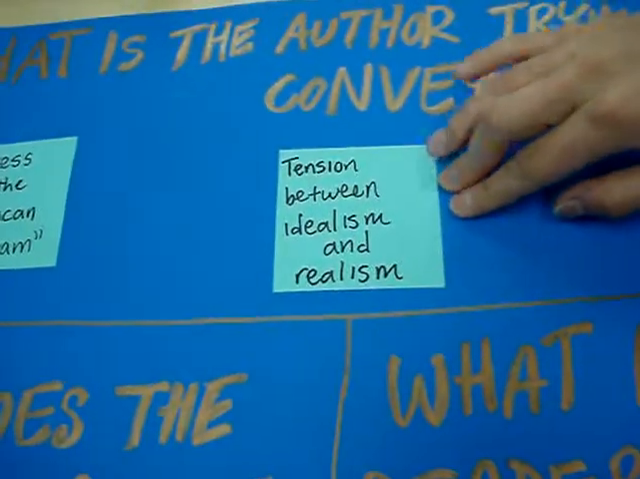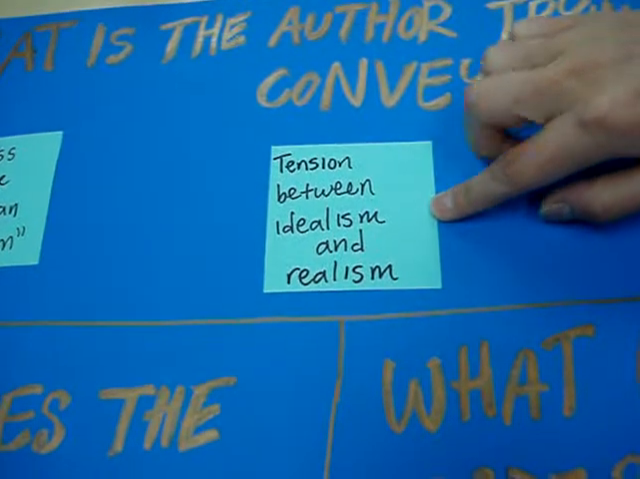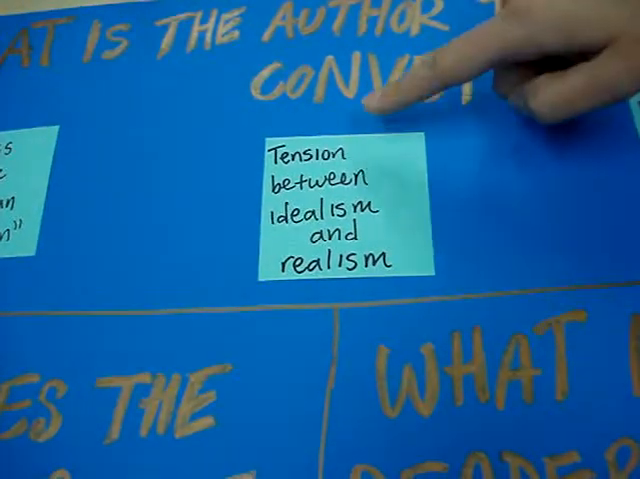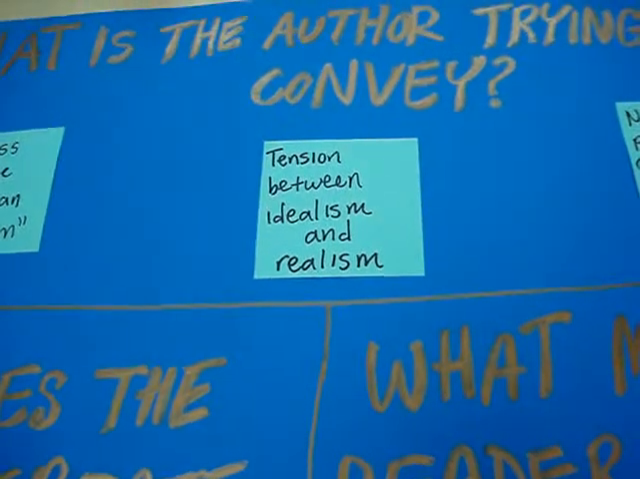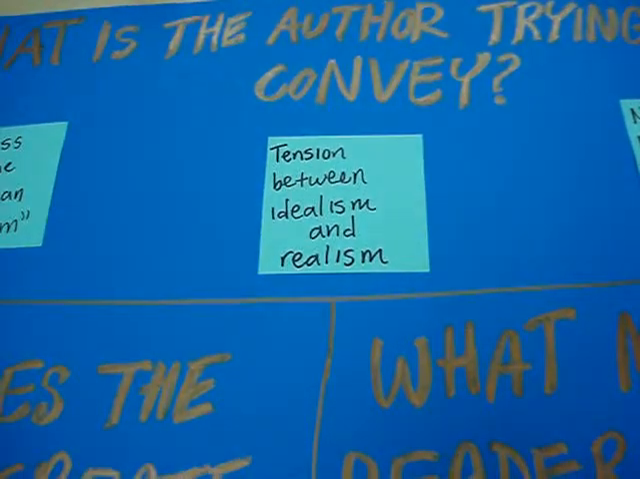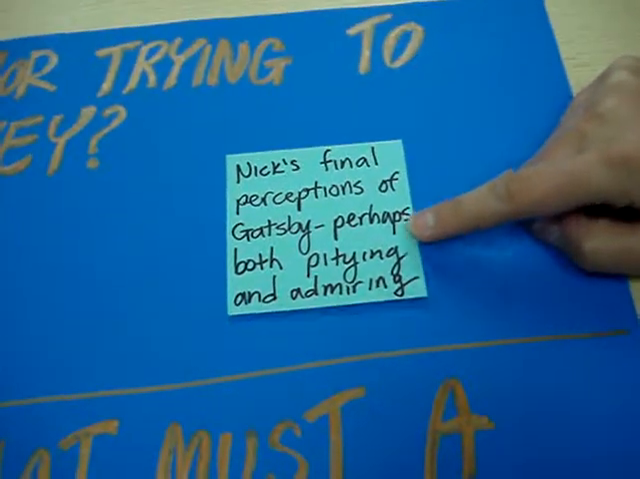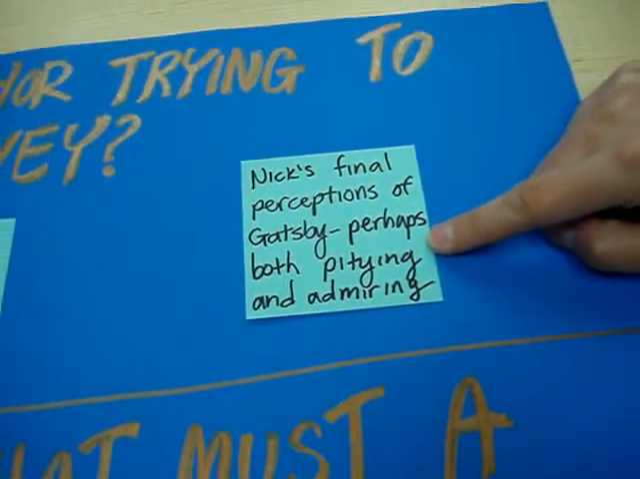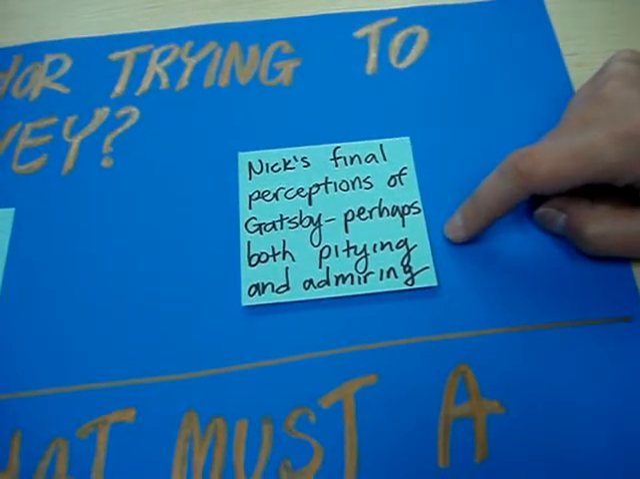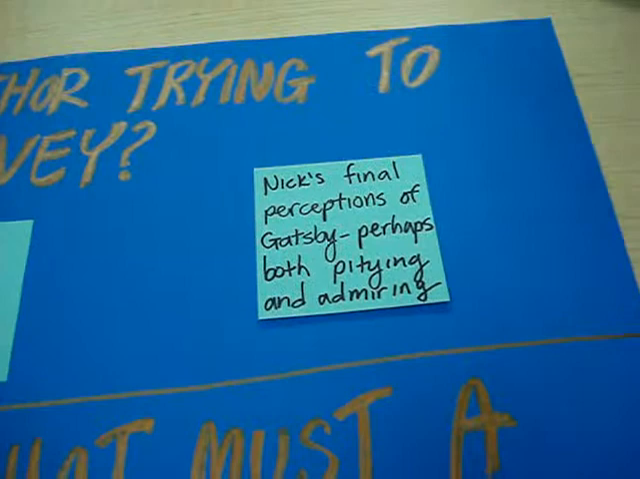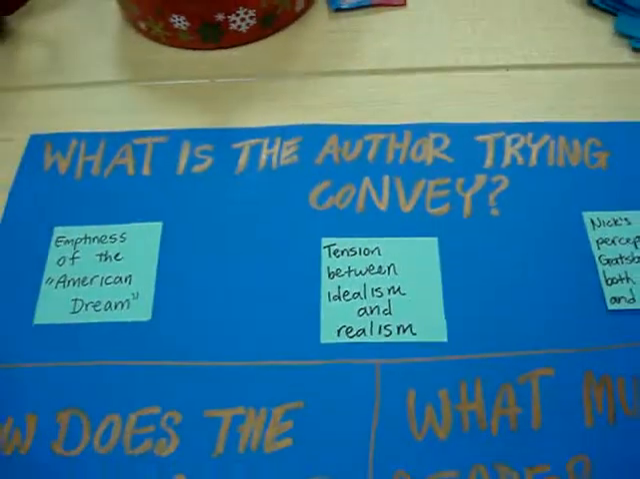Another thing that I think the author is really trying to convey in this story with a protagonist like Gatsby is the tension between idealism and realism, especially concerning love, I think. And then also in this bit, Nick's, the narrator's, final perceptions of Gatsby, which are perhaps both pitying and admiring. So I think all of these are things that F. Scott Fitzgerald is trying to get across to his reader.